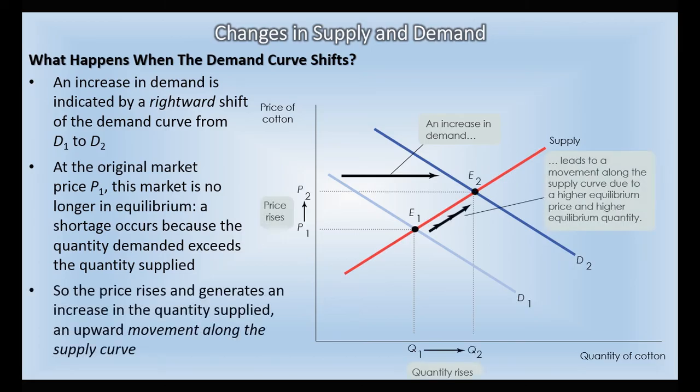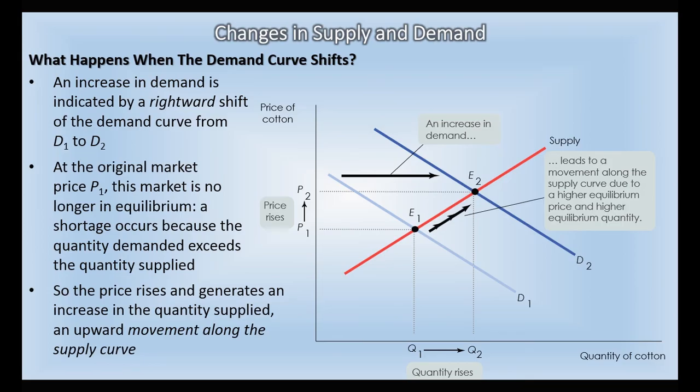When that happens, at the old price, the quantity supplied is going to be Q1, but the quantity demanded is going to be more, right? So there's going to be a shortage because demand has shifted. When there's a shortage, we know that market forces will drive the price up, and so the market will move to this new equilibrium point. At the original market price of P1, the market is no longer in equilibrium. A shortage occurs because the quantity demanded exceeds the quantity supplied. So the price rises and generates an increase in the quantity supplied and an upward movement along the supply curve.